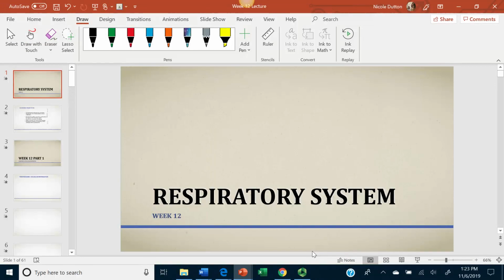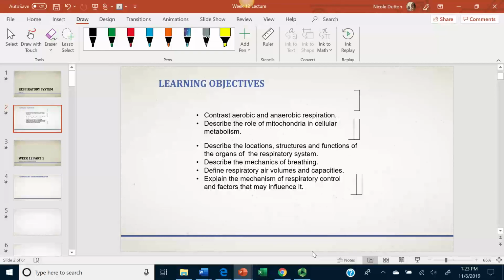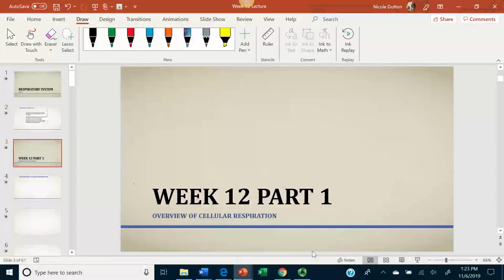This week we're going to talk about the respiratory system. This is a list of the learning objectives that we're going to cover. And we're going to start with an overview of cellular respiration. When we talk about the term respiration, we're referring to an exchange of gases. We all know that we breathe in oxygen and breathe out carbon dioxide.